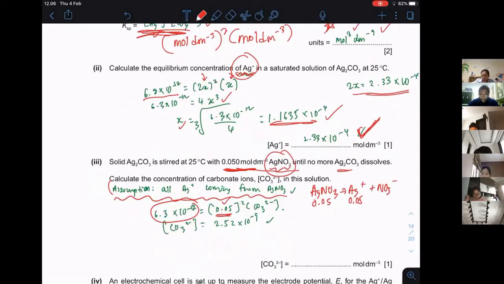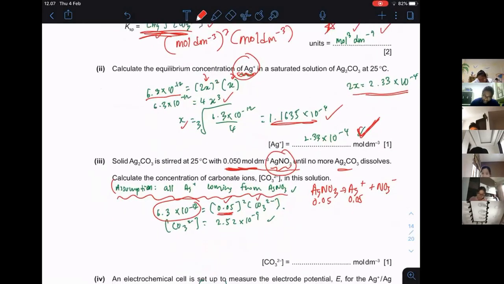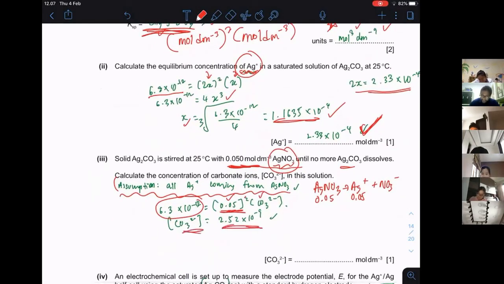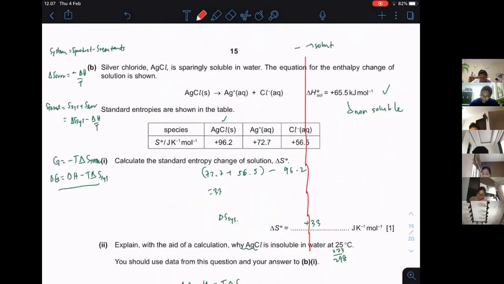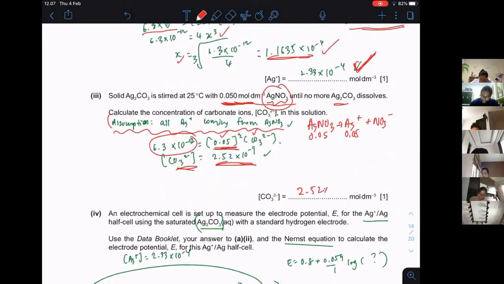And now I want to find out what is going to be the concentration of carbonate ion in this solution. So you just use the formula, to the power of 2, don't forget. You will get 2.52 times 10 to the power of negative 9. That's going to be the concentration of carbonate. Now, this is very, very important.